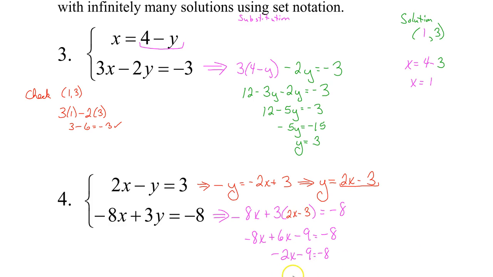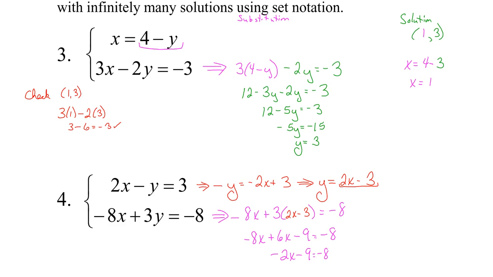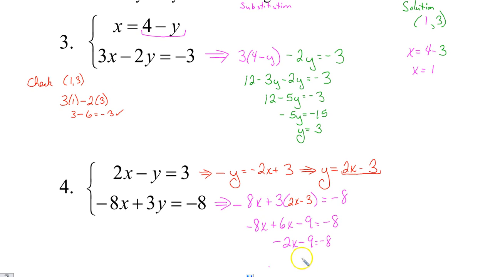Adding 9 to both sides is going to give me negative 2x is equal to 1. And dividing both sides by negative 2, I get x is equal to negative 1/2. So again, I have a value for one of my variables. This time I have the first component of my ordered pair. So my solution is going to be negative 1/2, something.